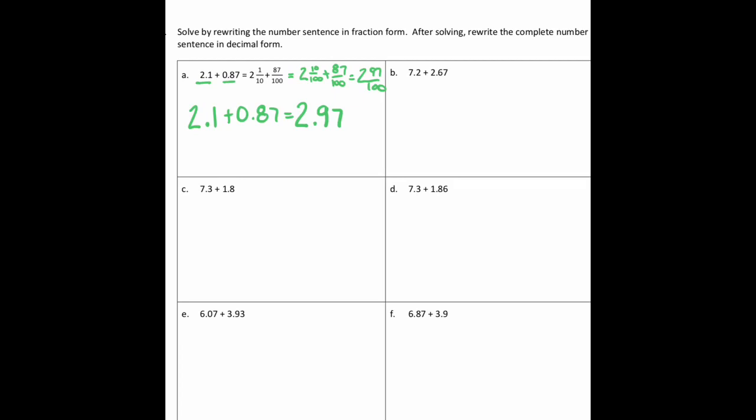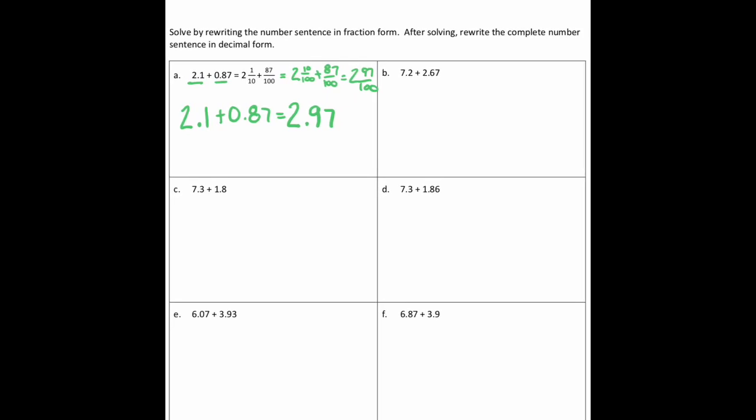Okay, on part B, we have 7.2 plus 2.67. So if I wrote those as fractions, 7.2 would be 7 and 2/10, or 20 hundredths, but I'm going ahead and skipping that step and putting it in hundredths. Plus that 2 and 67 hundredths. And when I add the whole numbers together, 2 plus 7 is 9. And then the 20 hundredths plus 67 hundredths would give me 87 hundredths. Now in decimal form, that would be 7.2 plus 2.67 equals 9.87.